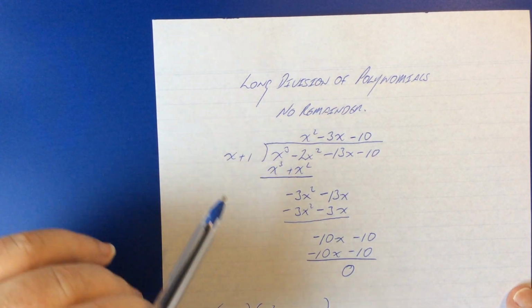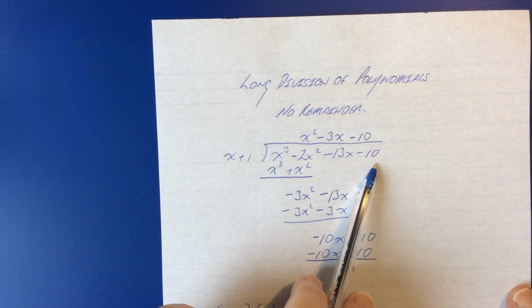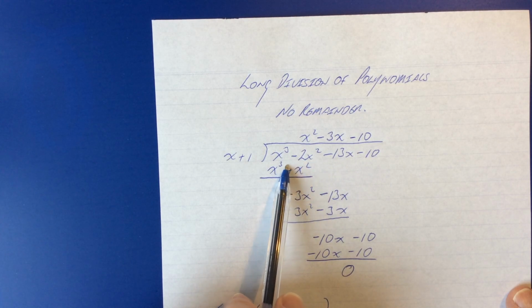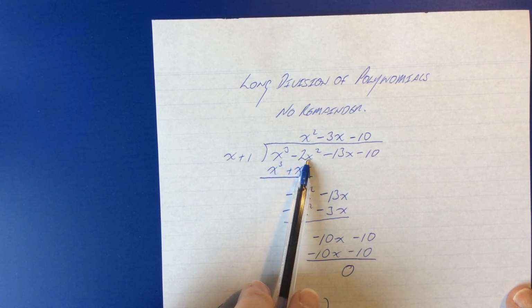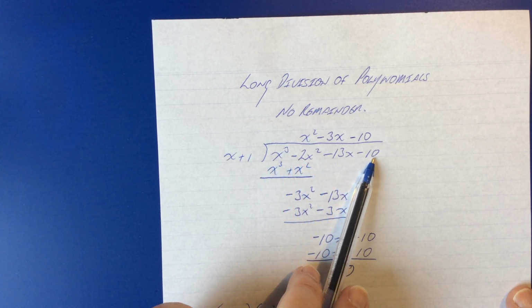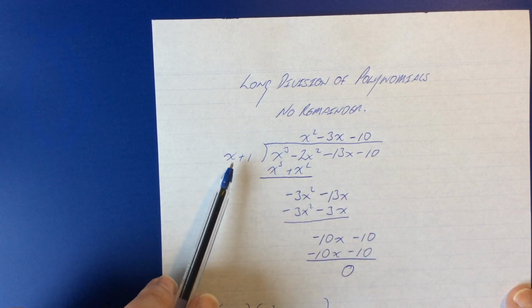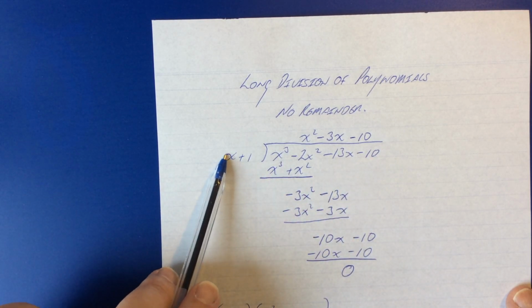Now, what have we got here? Well, this is the polynomial we are trying to divide. x cubed minus 2x squared minus 13x minus 10. And we are going to divide it by this expression here, x plus 1.